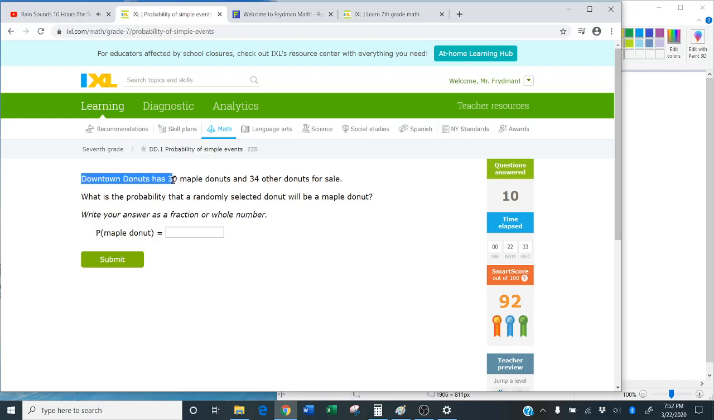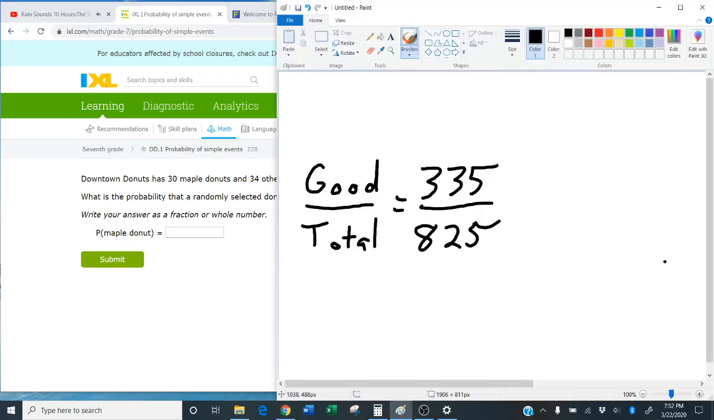Downtown Donuts has 30 maple donuts and 34 other donuts for sale. What is the probability that a randomly selected donut will be a maple donut? Okay, so once again, let's do good over total.